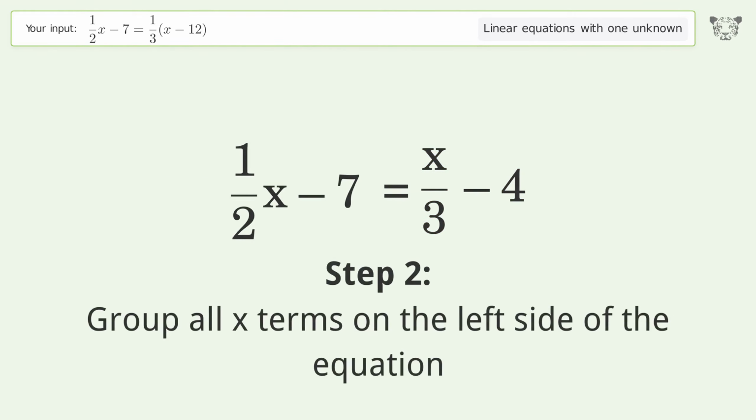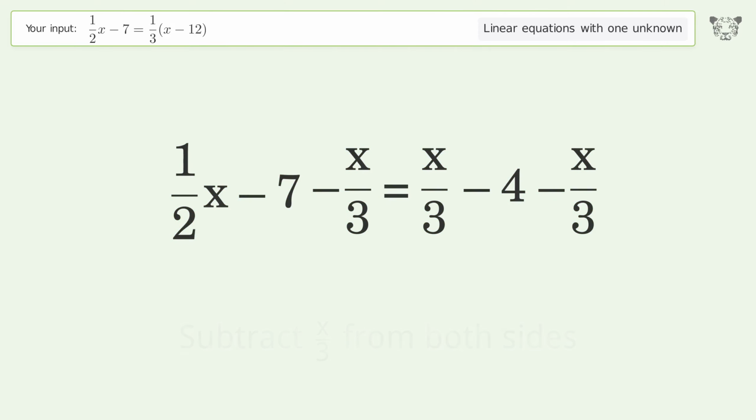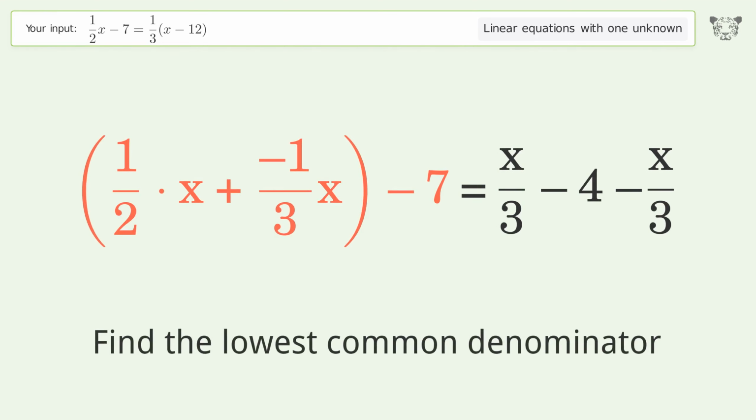Group all x terms on the left side of the equation. Subtract 10/3 from both sides. Group like terms. Find the lowest common denominator.